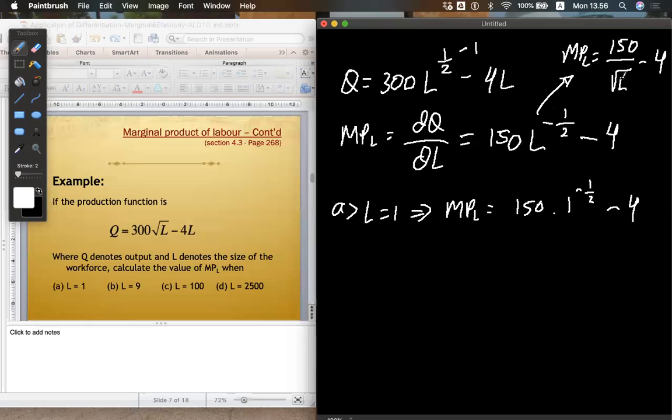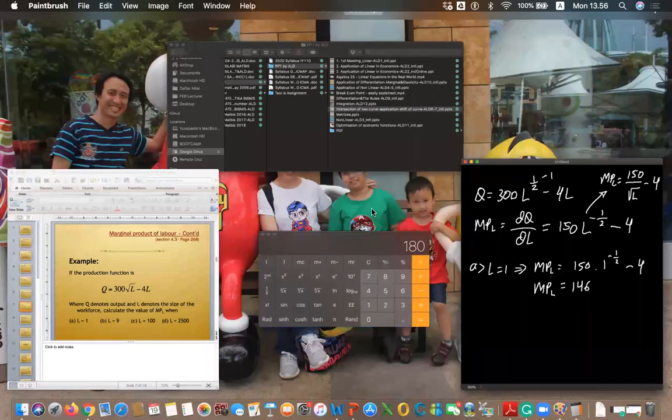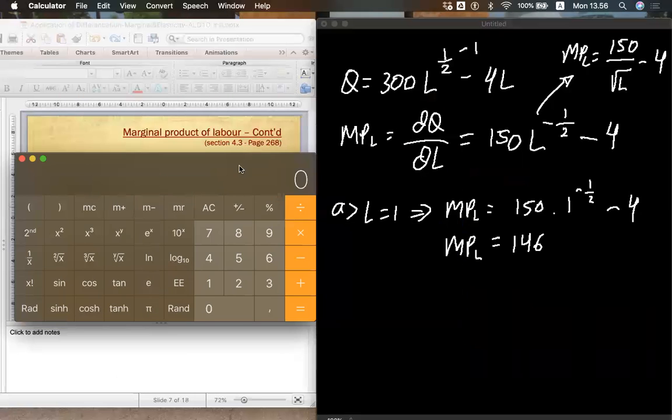150, if we put it here, 150 divided by the square root of 1. The square root of 1 is 1. So 150 minus 4 equals 146. So this must be 146 too. But let's try to use a calculator to solve this problem.